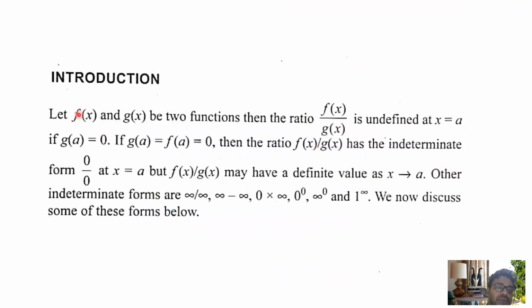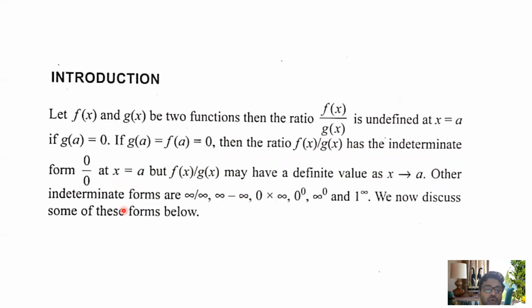Introduction. Let f(x) and g(x) be two functions, then the ratio f(x)/g(x) is undefined at x equals a if g(a) equals 0. If g(a) equals f(a) equals 0, then the ratio f(x)/g(x) has the indeterminate form 0/0 at x equals a. But f(x)/g(x) may have a finite value as x tends to a.